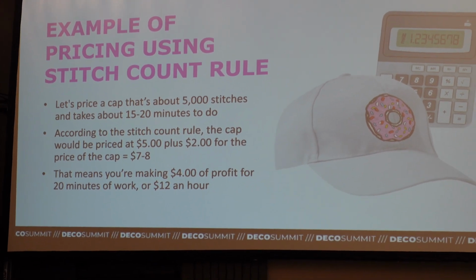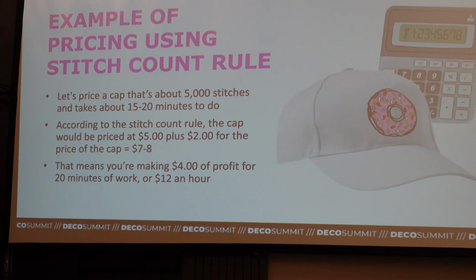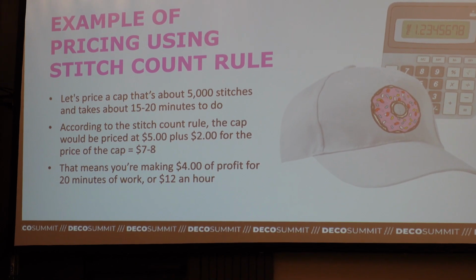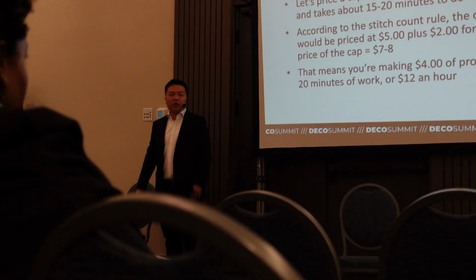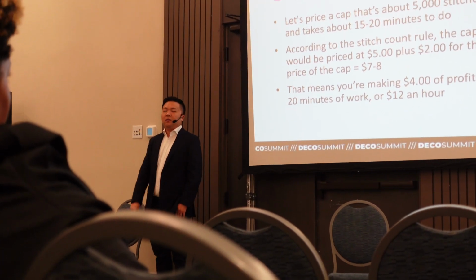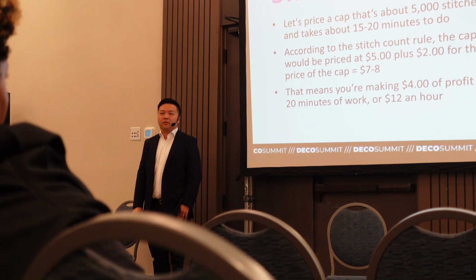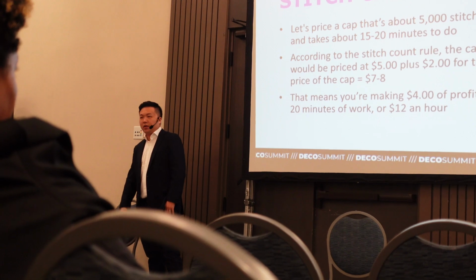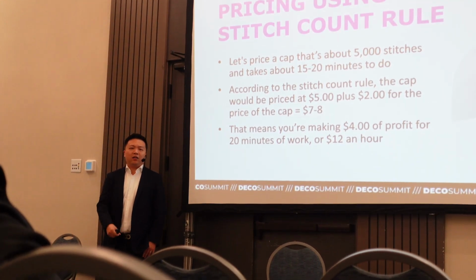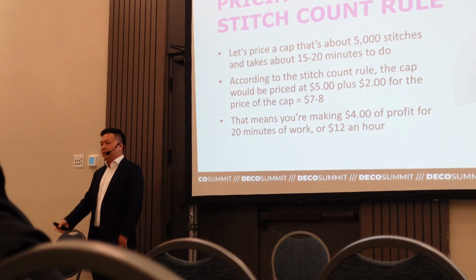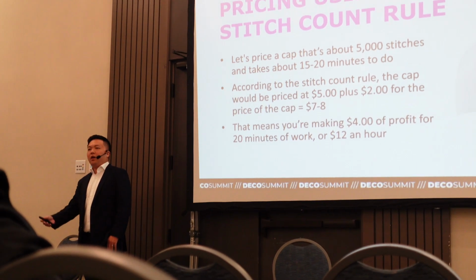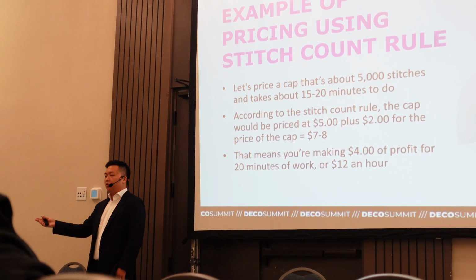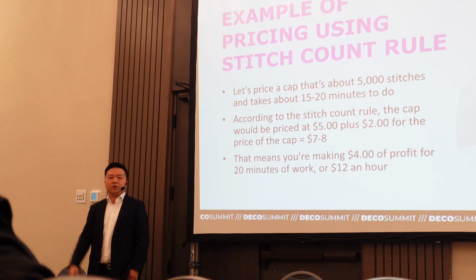Let's say you want to price a cap and you get a design that's about 5,000 stitches. You digitize it, that's what the digitizing software ends up spitting out, and it's 5,000 stitches. Okay, great. Per the stitch count rule, if we're doing $1 per 1,000 stitches, how much do we come out to on the price of that cap? 5, right? Super simple. So $5, and then you add the cost of the cap, or maybe a little bit of margin on the cap. Take it as this example: $5 for a 5,000 stitch design, plus the wholesale cost of the cap, $2, $3, whatever that is.